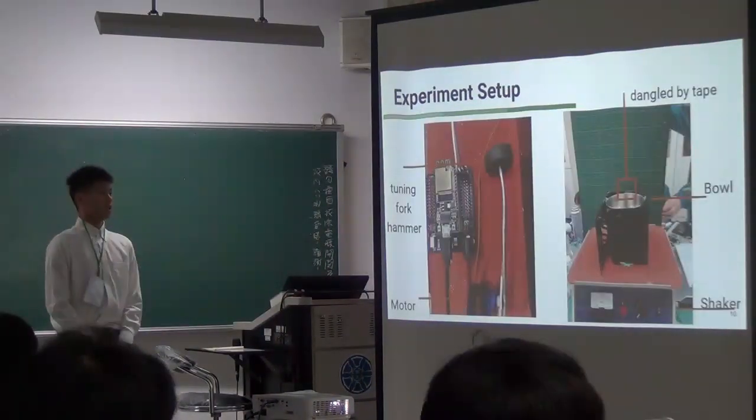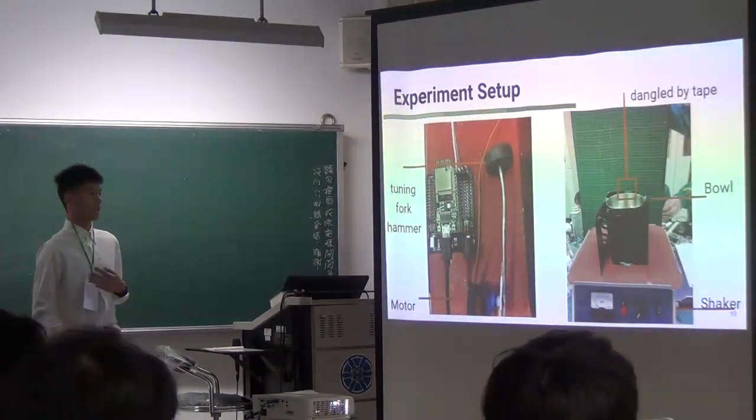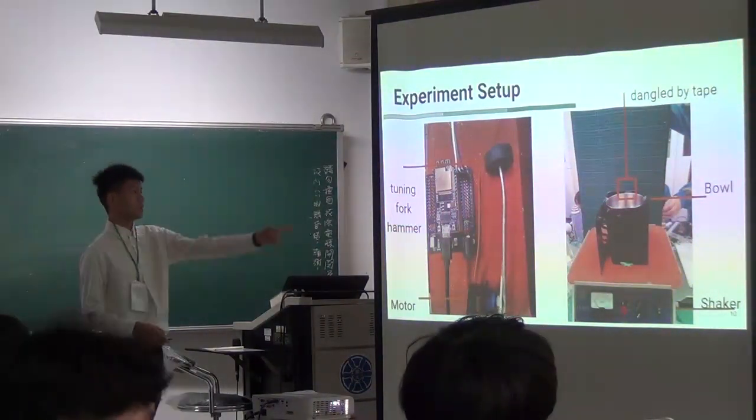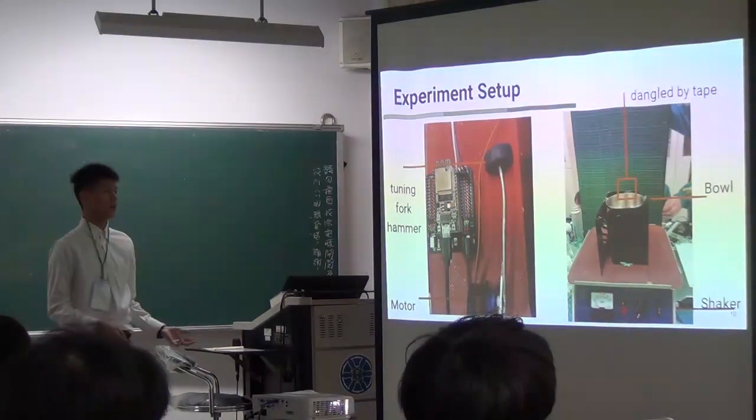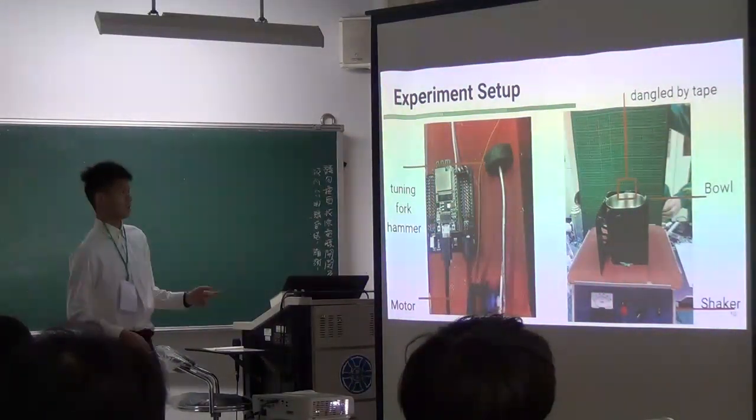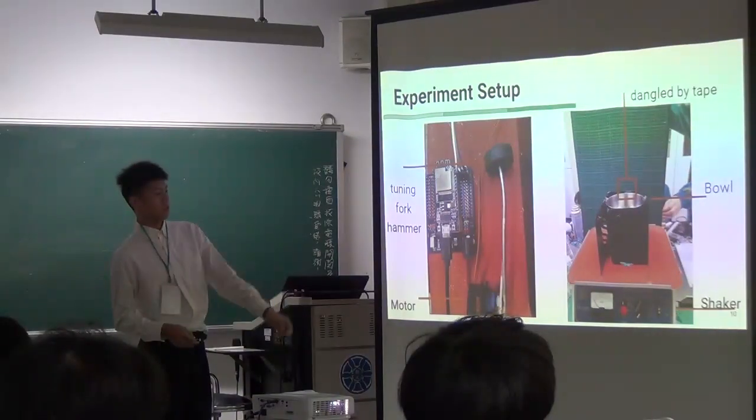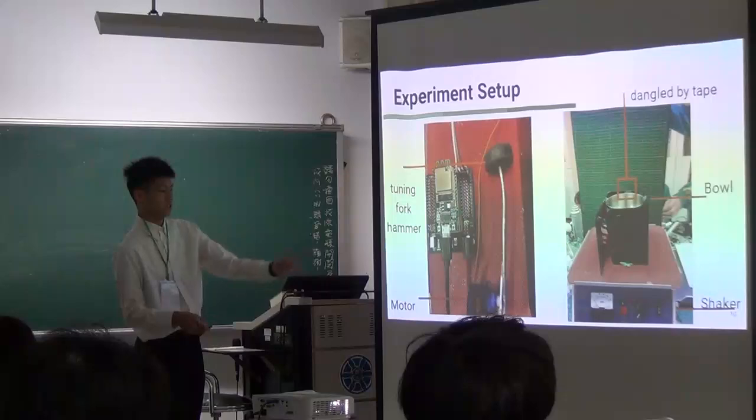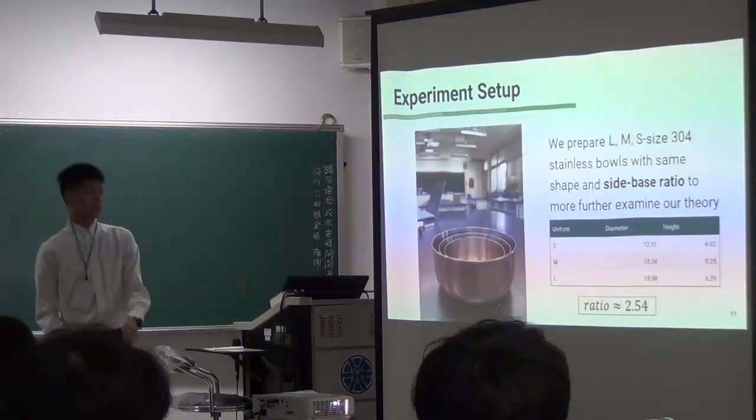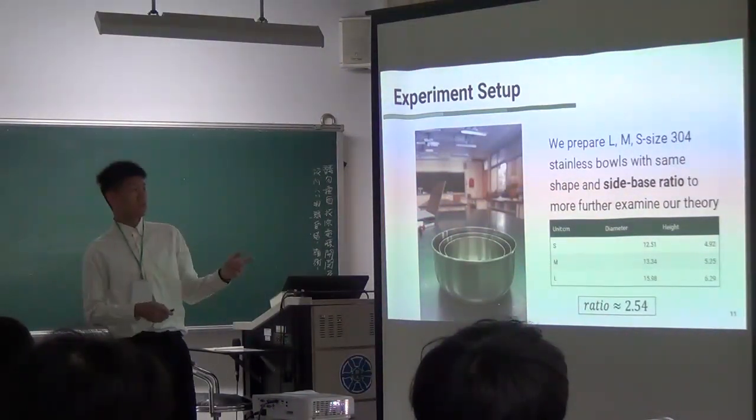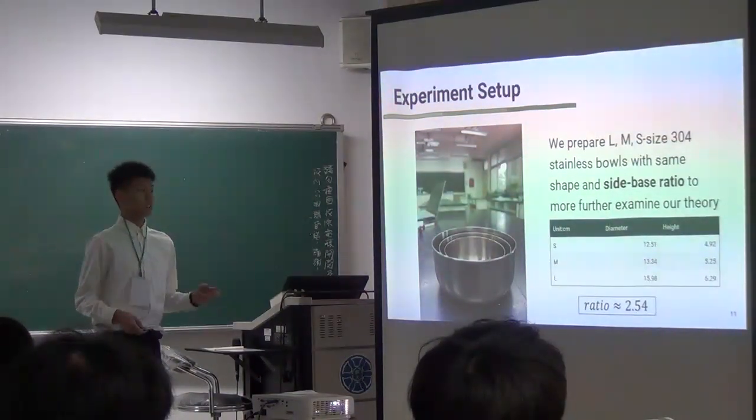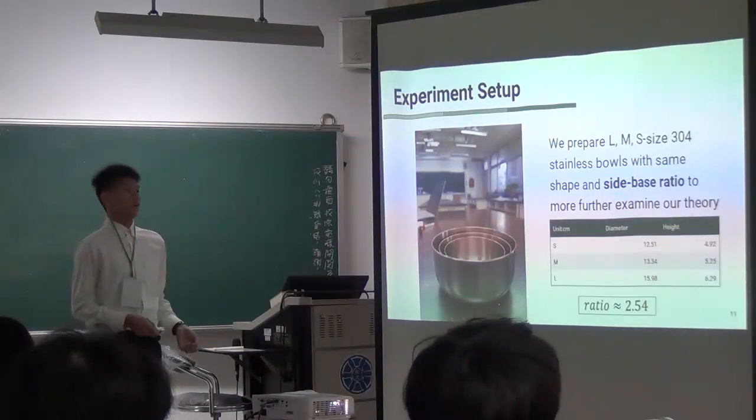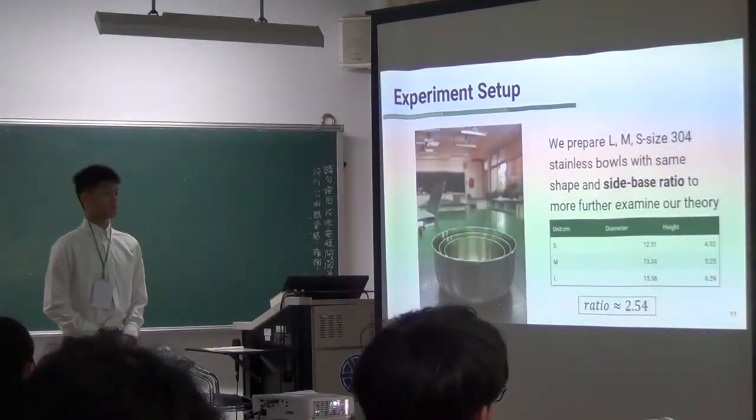Okay. So let me introduce our experimental setup. We use this SG90 motor to propel this tuning fork hammer to avoid any unwanted sounds. Also, we dangle the bowl by tape on this metal rack on a shaker. Okay, next page. We prepare LMS size 304 stainless bowls with the same shape and side base ratio to ensure that they have the same shape, and to further examine our theory.